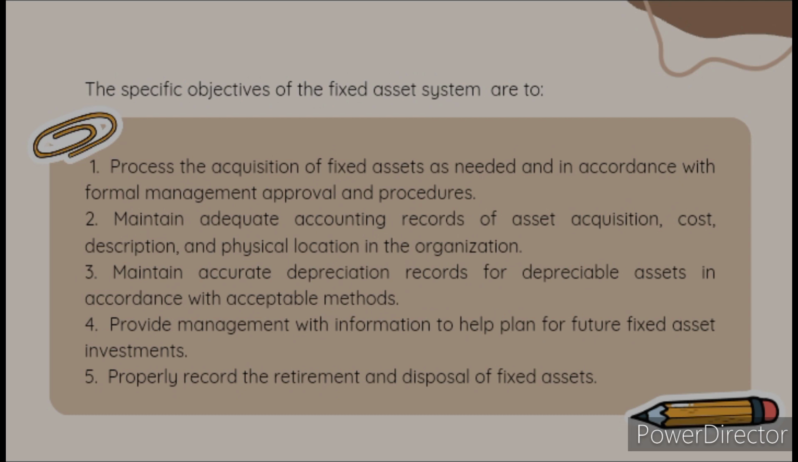Number two, maintain adequate accounting records of asset acquisition, cost, description, and physical location in the organization. Maintaining adequate accounting records of an asset acquisition involves accurately documenting the details of acquiring assets, including their cost, description, and physical location within the organization. This ensures transparency and accountability in the organization's financial reporting.